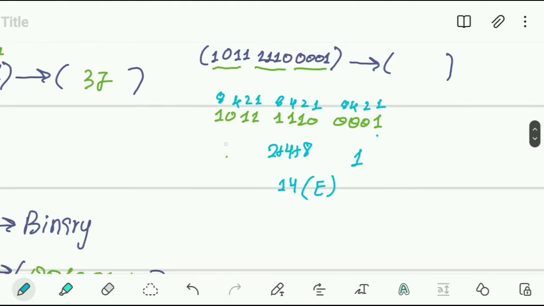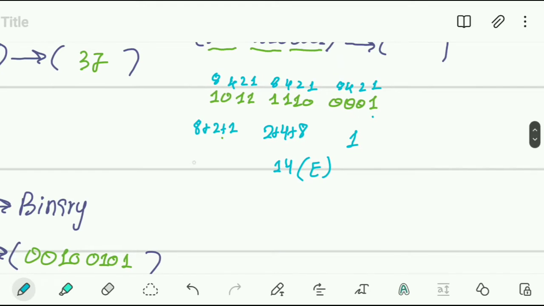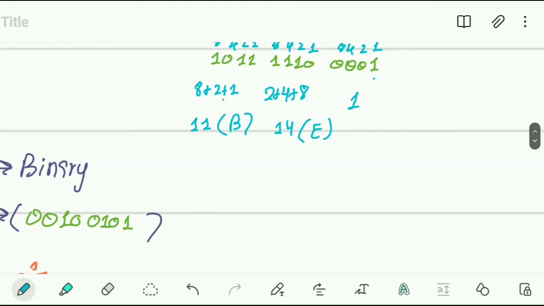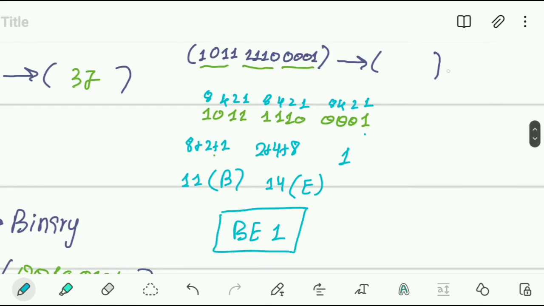We're going to write down E, and this is 8 plus 2 plus 1, and this is 11, and if I write it down, then it's going to be B. So the hexadecimal is BE1. This is the answer.